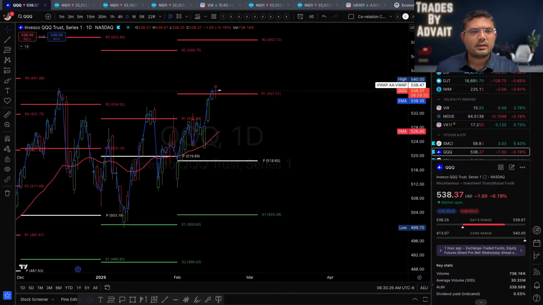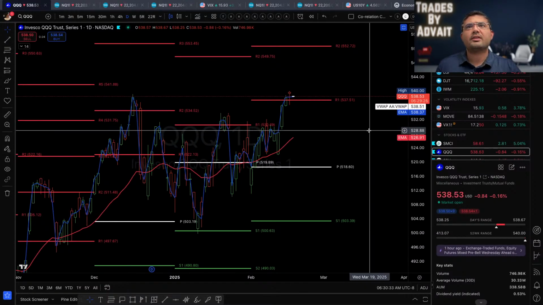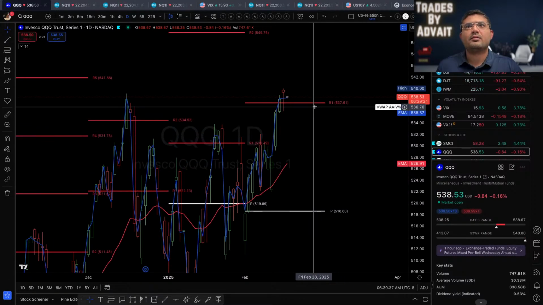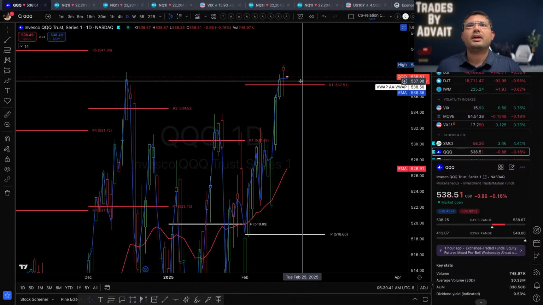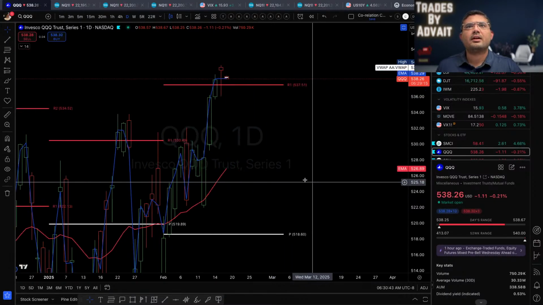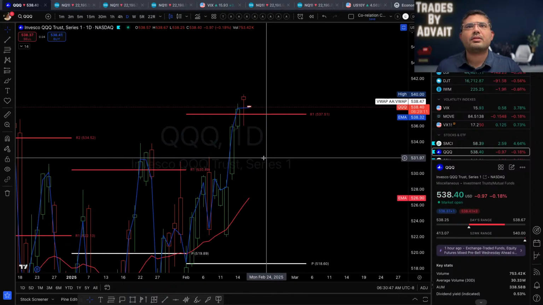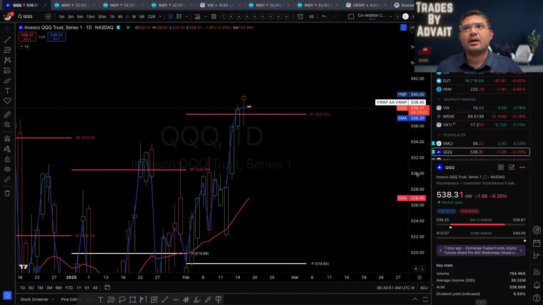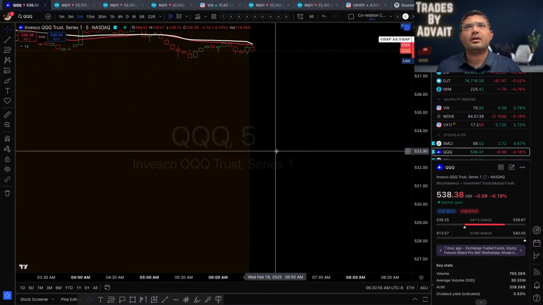So let's get started. What you're seeing right now is the QQQ chart. We are almost at the all-time highs. We created a new all-time high yesterday, and today it looks like there will be a good digestion. As you can see, this is a 5-day EMA, and now I'm switching over to the 5-minute time frame.